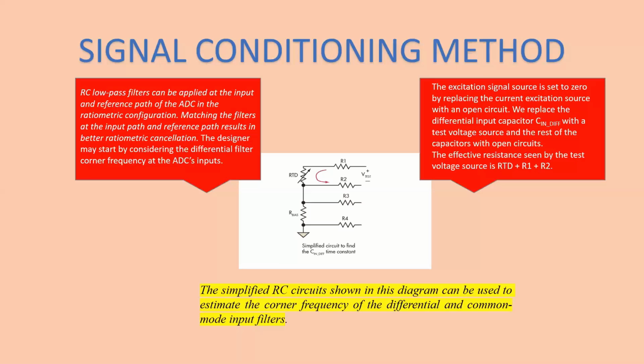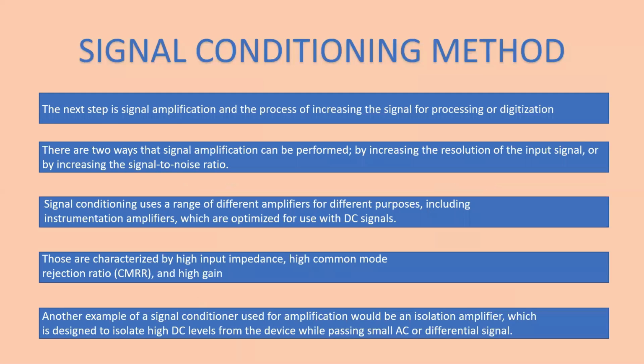Since we have gone through the first signal conditioning method, the second signal conditioning method will be amplification, the process of increasing the signal for processing or digitalization. There are two ways that signal amplification can be performed: by increasing the resolution of the input signal or by increasing the signal to noise ratio.